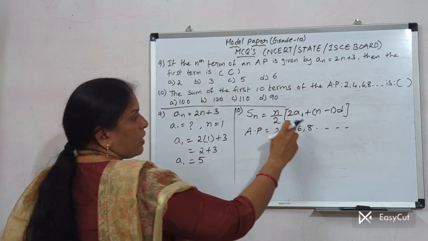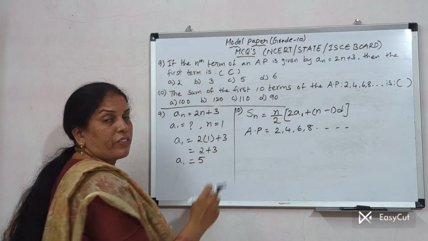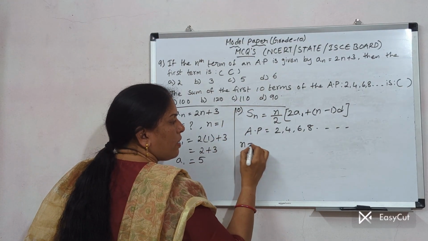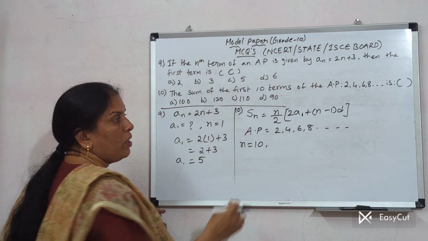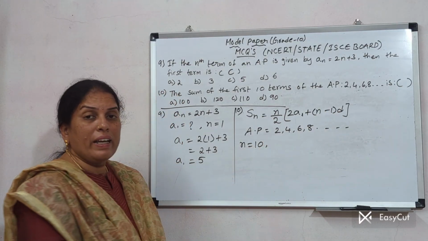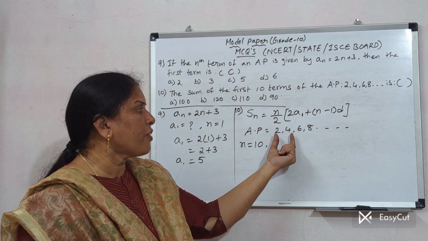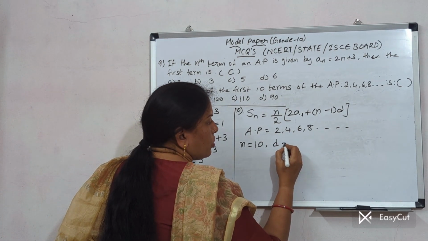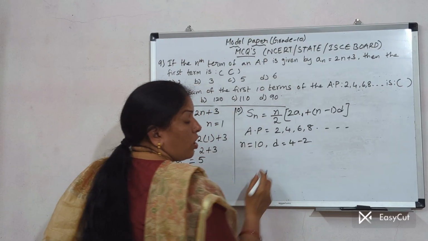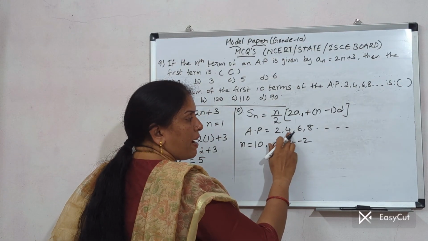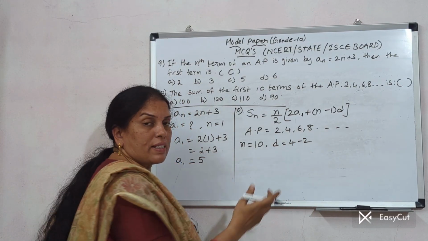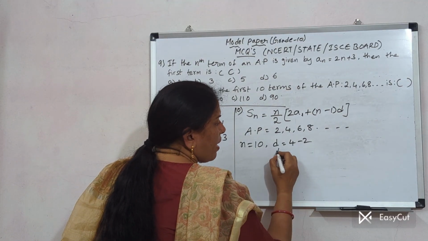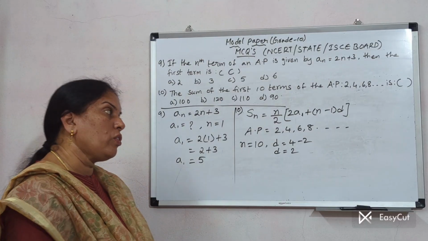In this arithmetic progression, n is equal to the number of terms. The sum of 10 terms they asked, so n is equal to 10. What is d here? d is the common difference. Common difference means second term minus first term. d is equal to 4 minus 2. Common difference will be the same: 6 minus 4 is equal to 2, 8 minus 6 is equal to 2. Common difference means same difference. So what is the d value? 2. We got the d value also.